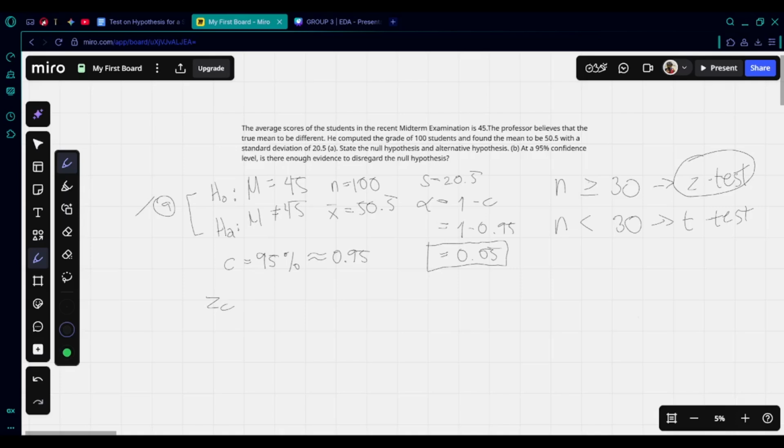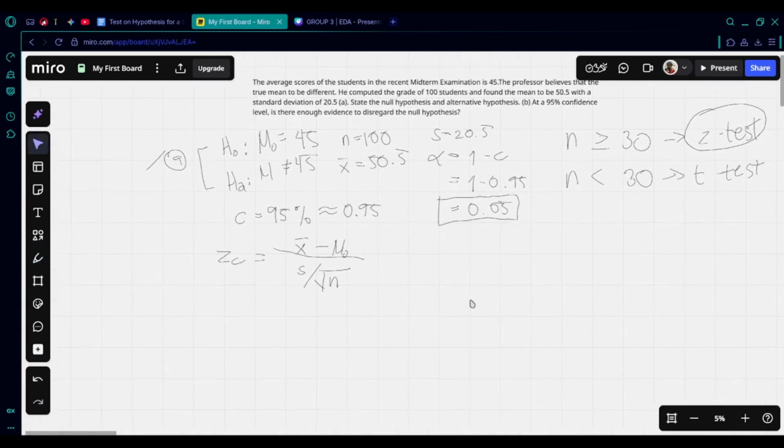calculated Z statistic, which is equal to the mean of the given problem minus the average score, or the null average score, which is 45, over the standard deviation, and then divided by the square root of n. This is our formula to get the calculated z-score.